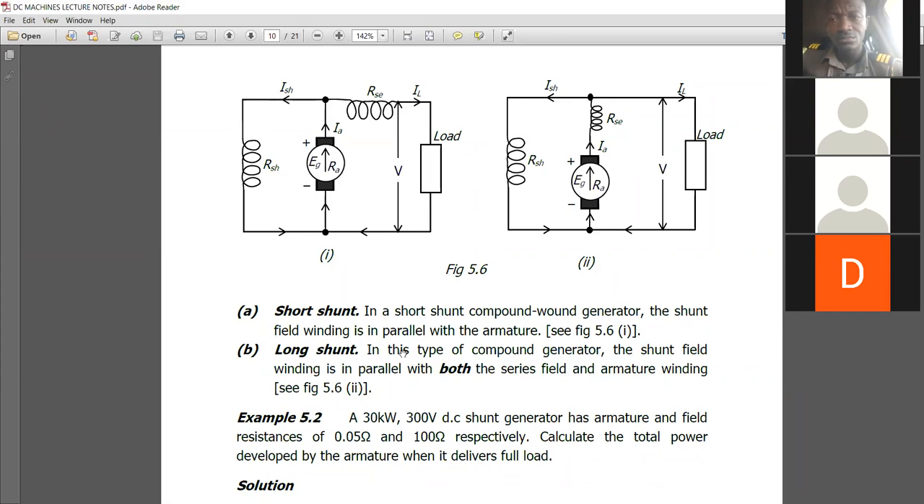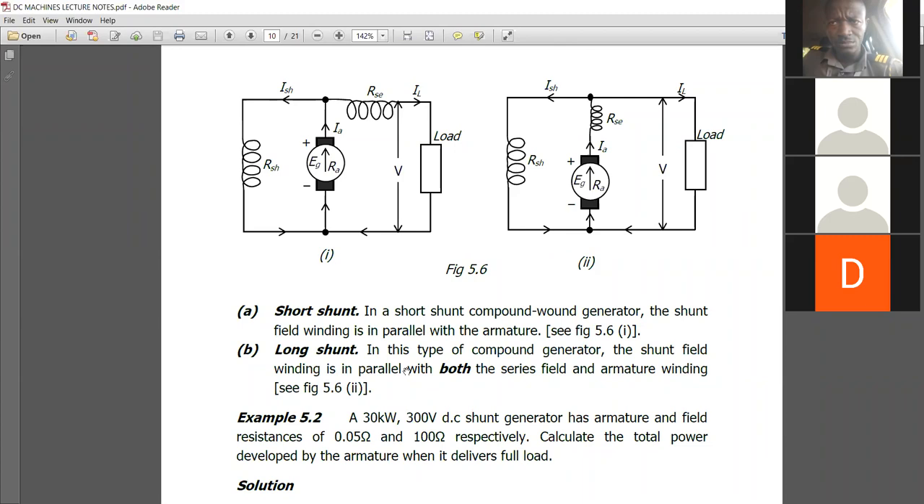Short shunt is that the shunt field winding is in parallel with the armature. Okay, just this one, like you can see, just this one. It means that both the series field winding and the armature winding are being connected across by the shunt field winding. So that's what we also have here, all right?